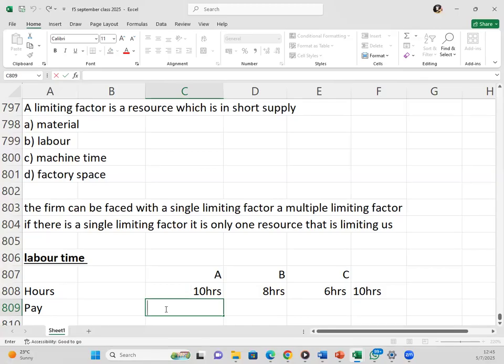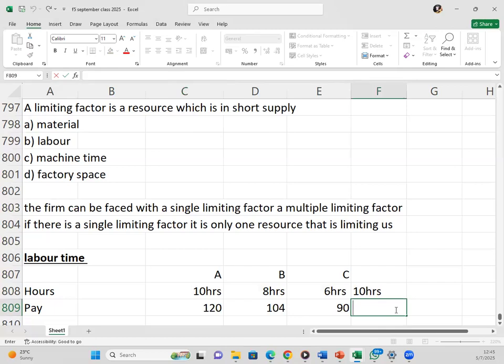So you ask, how much are they going to be paying me for company A in those 10 hours per day? Company A can say, we are going to be paying you $120 per day. Company B can say, we'll be paying you $104 per day. Company C can say, we'll be paying you $90 per day.